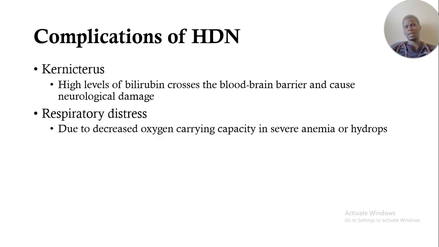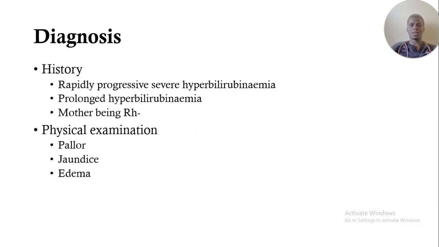So some of the complications of this disease is that this bilirubin, which is unconjugated and lipid soluble, has the ability to cross the underdeveloped or immature blood-brain barrier of the neonate and can cause brain injury, neurological damage. So if this child survives, they are going to have some mental retardation in the future. Then respiratory distress due to low HB and reduced oxygen carrying capacity in these young ones.